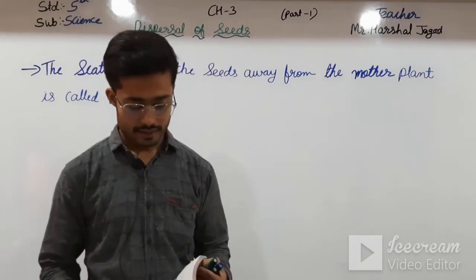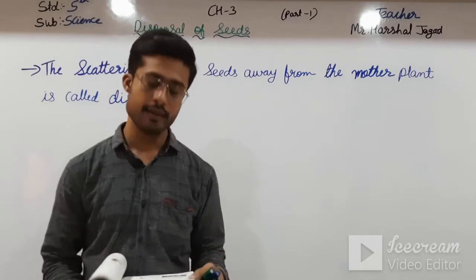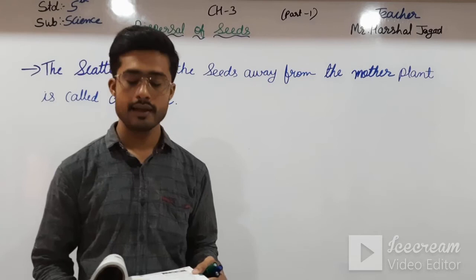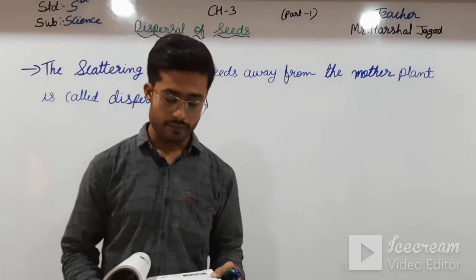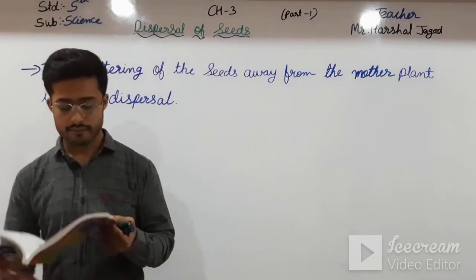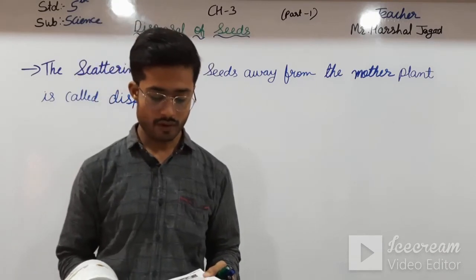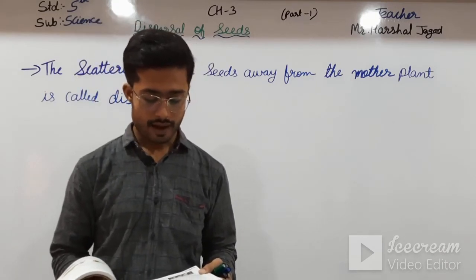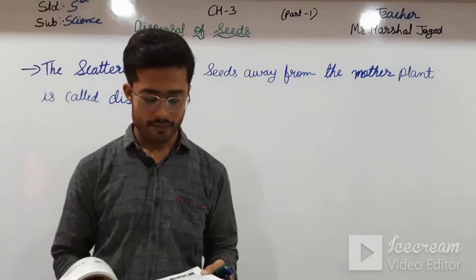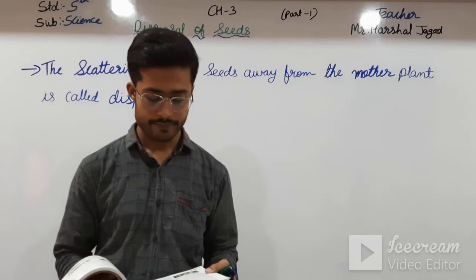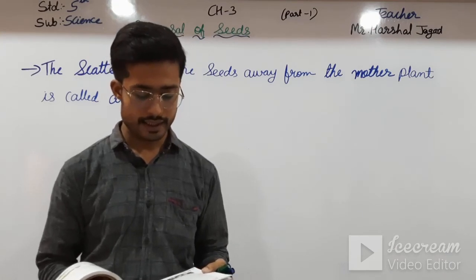next is dispersal by the wind. How is it dispersed by the wind? First of all we will see that. So dispersal by wind. Seeds of some plants such as drumstick or dandelion are light and have wings or feathery parachute-like structure. They float away in the wind.